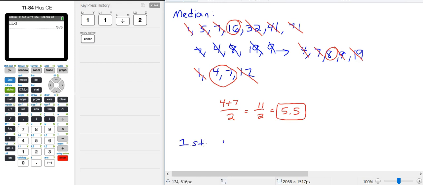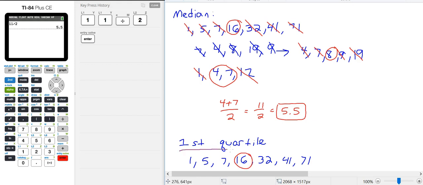The first quartile is the median of the first half of the data. So let's go back to our example from before: 1, 5, 7, 16, 32, 41, 71. The median of the data we found was 16. The first quartile is the median of the set of data on the left-hand side, the smaller half of the data from the median. So we divide the data by the median, we divide by 16, and we find the median of the data that's on the left, so the first quartile of this data would be 5.